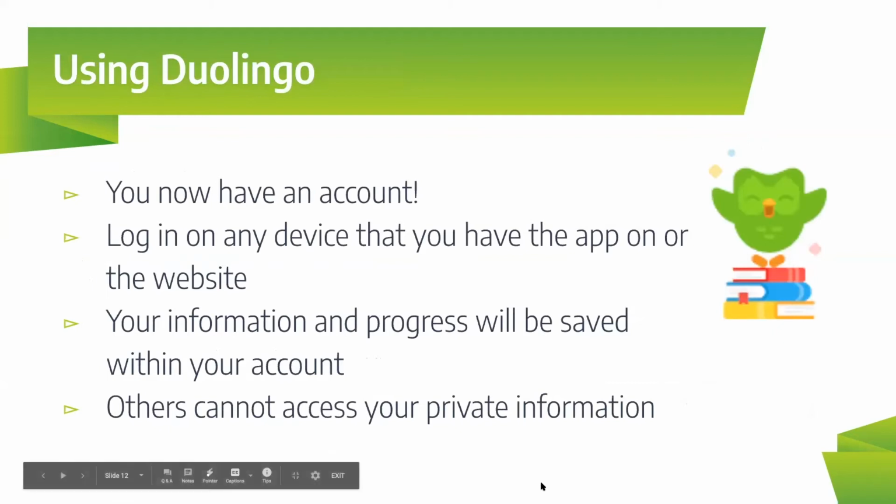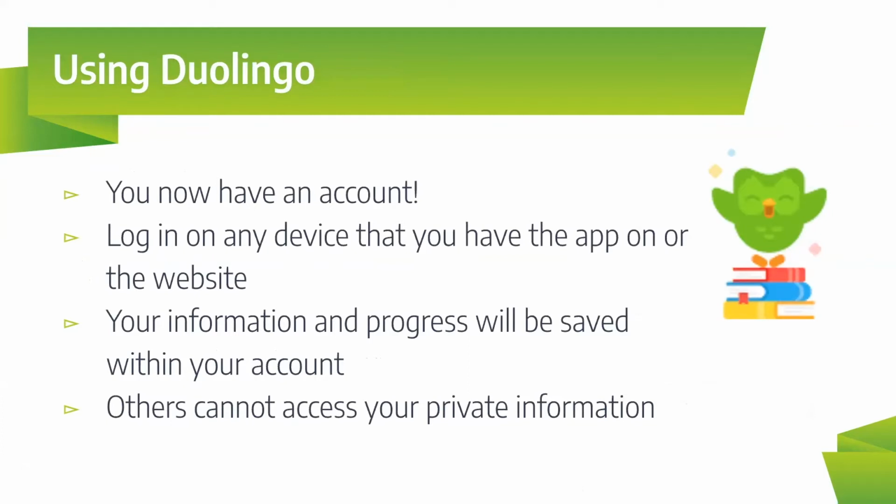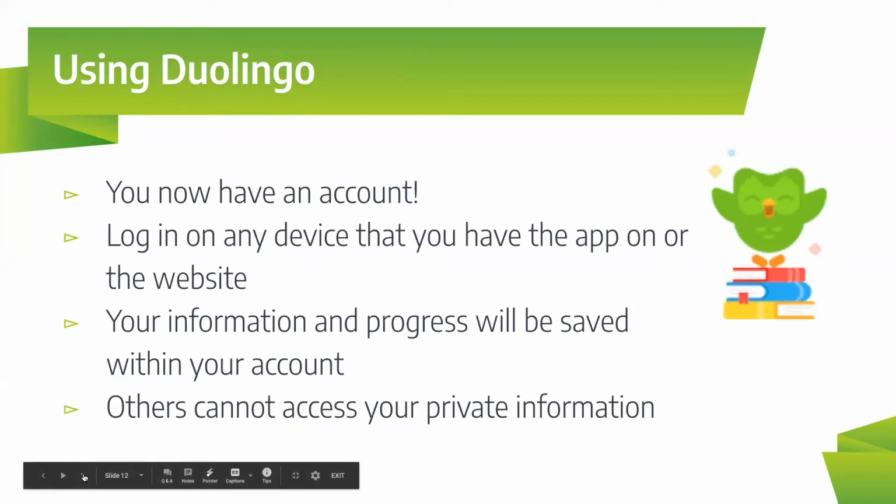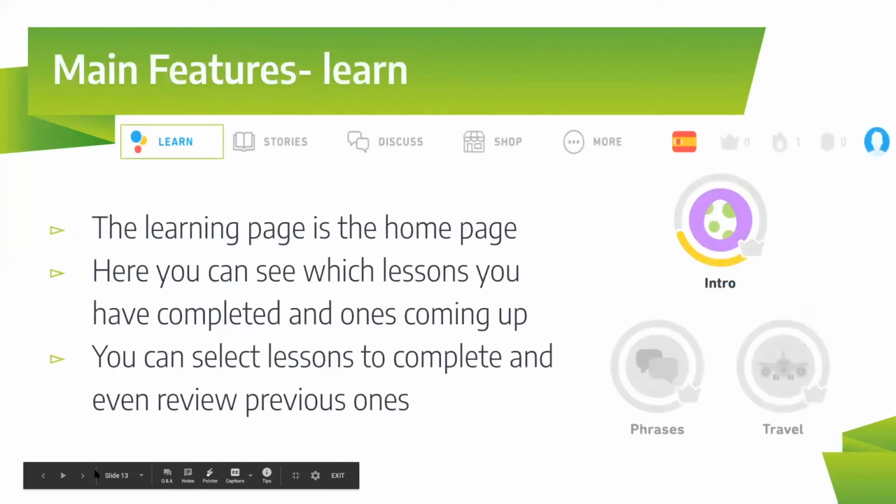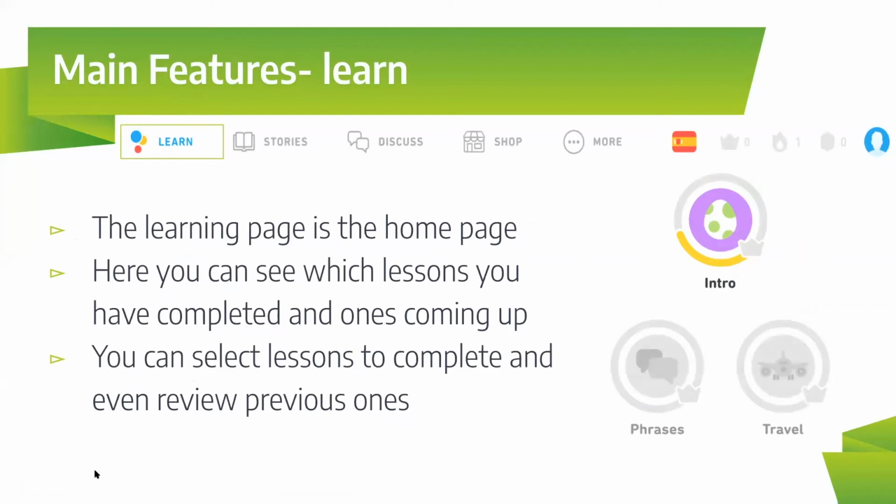Next is using Duolingo. You now will have an account after you followed those steps. You can log in on any device that you have the app on or the website. Your information and progress will be saved within the account, and others cannot access your private information. So it is definitely a secure program, and nobody will be able to find any information about you other than maybe your username or your email, if that's how they choose to find you. And I will talk about that more in the friends section of the presentation.